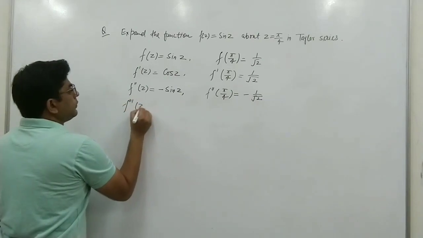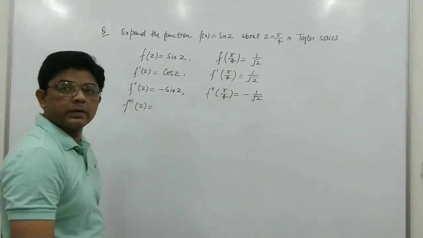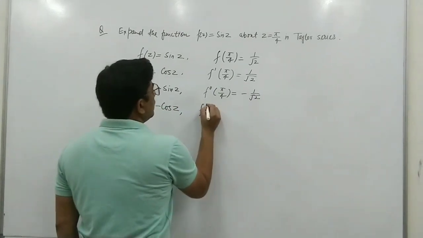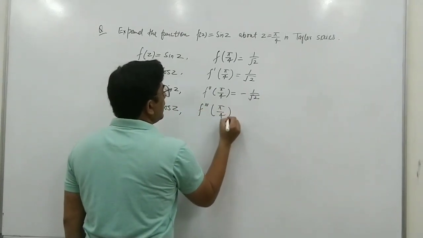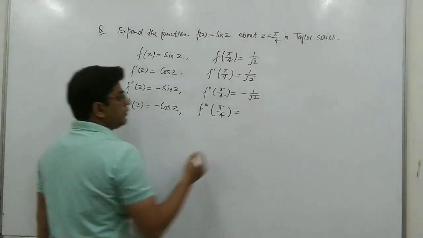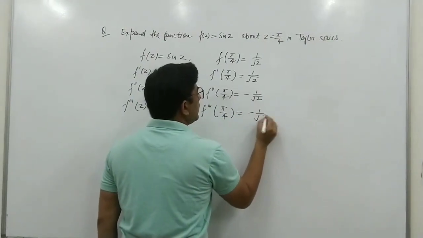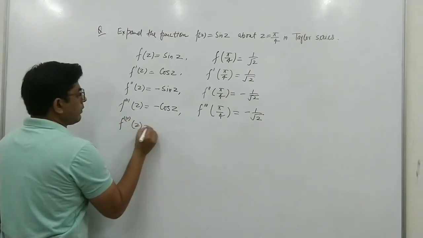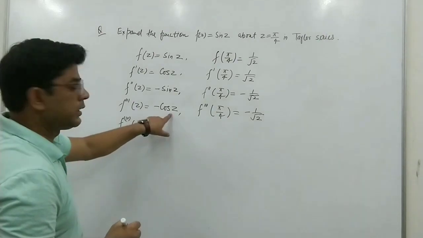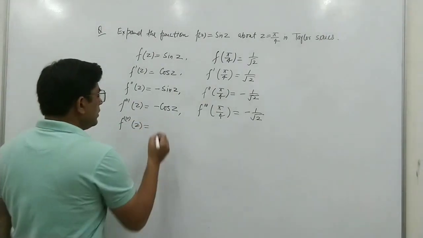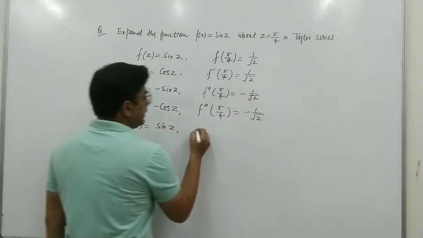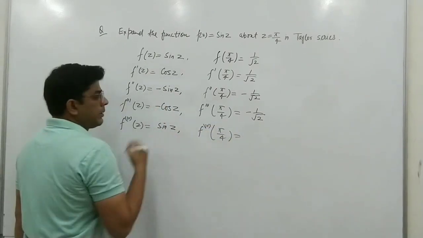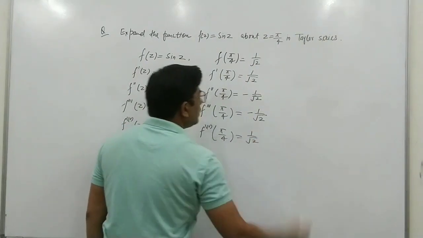Now the triple derivative of f(z). The derivative of minus sin z is minus cos z. Now the triple derivative at pi by 4 is minus cos pi by 4, which is also minus 1 upon root 2. And now we find one more derivative, the fourth derivative of this function. The derivative of minus cos z is sin z. And the value at pi by 4 is sin pi by 4, that is 1 upon root 2.